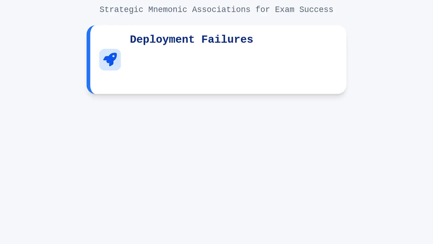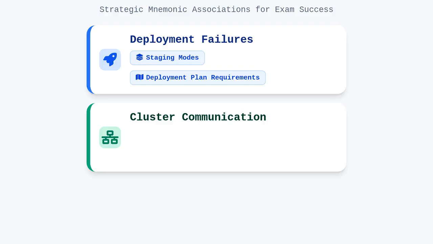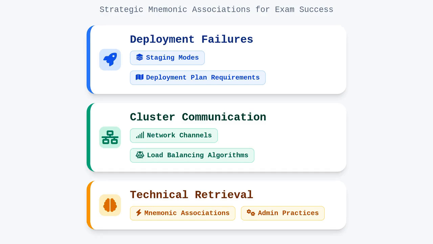Create a mental checklist for each diagnostic domain, specifically focusing on the lifecycle and configuration steps we discussed throughout this course. For example, when you see a question about deployment failures, instinctively run through the staging modes and deployment plan requirements in your mind. If the question asks about cluster communication, immediately verify which network channel or load balancing algorithm is being applied to the scenario. Using these mnemonic associations will help you retrieve the necessary technical details quickly under the pressure of the exam.